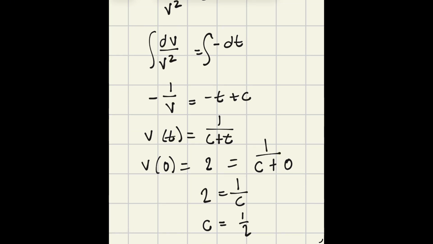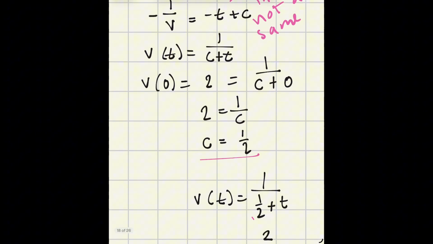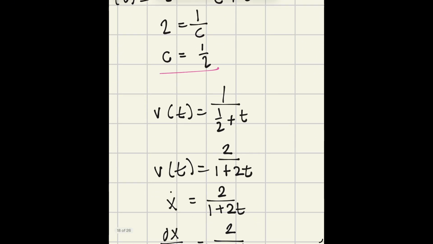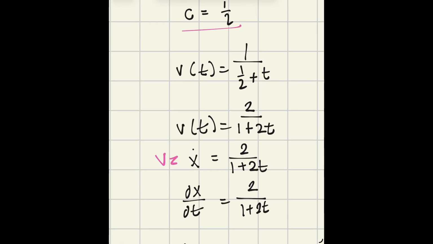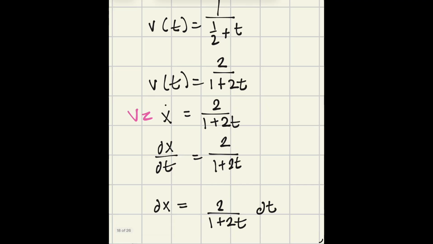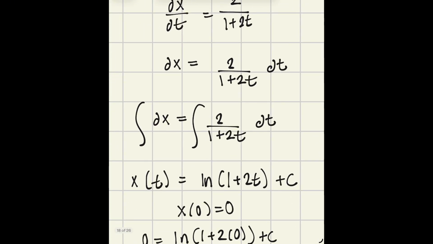Like I stated before, these are all the same initial conditions as part A. So we have that v of 0 equals 2, right? And then we can solve and we get c equals 1/2. And here, as you can see, I just made it into a simpler form. Now we have v is equal to x prime, which is equal to 2 over 1 plus 2t. And then again, make it dx over dt. Same exact thing. Now we integrate that, and we have x of t is equal to ln of 1 plus 2t plus c.